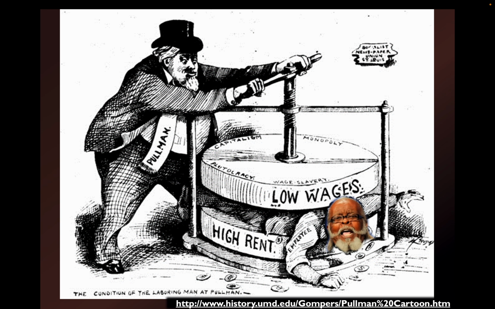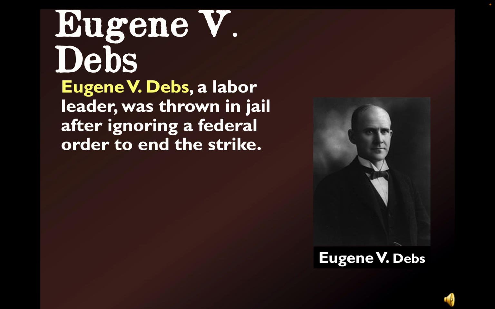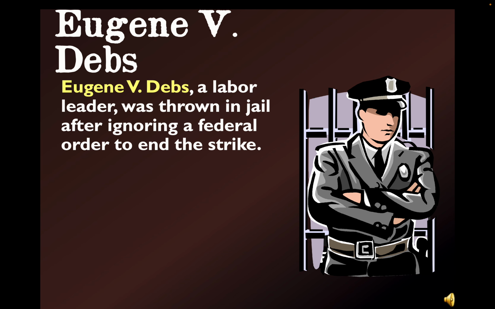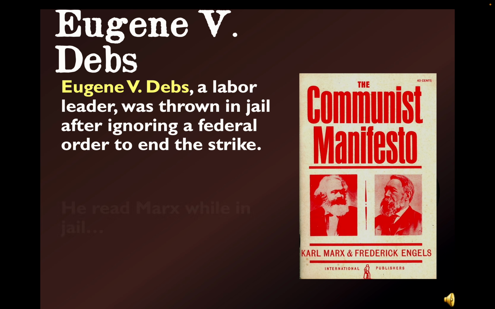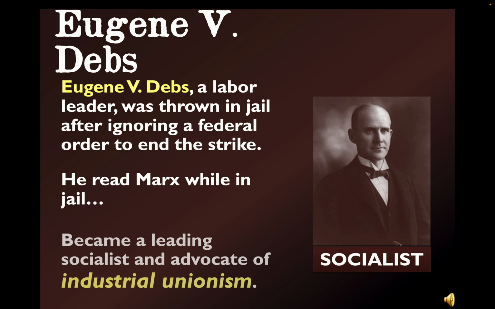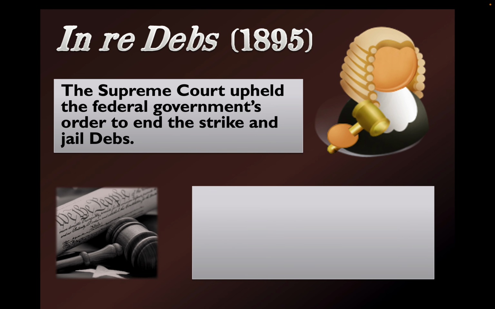And there's Jimmy McMillan again. So Eugene V. Debs was a labor leader, and he was thrown in jail after ignoring a federal order to end the strike. So he was the leader in charge of this, and he was then thrown in jail. He read Karl Marx while in jail. He read the Communist Manifesto, eventually adapting his beliefs to Marxism. And he became a leading socialist and advocate of industrial unionism.